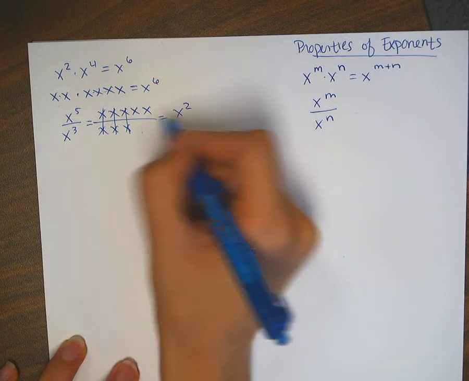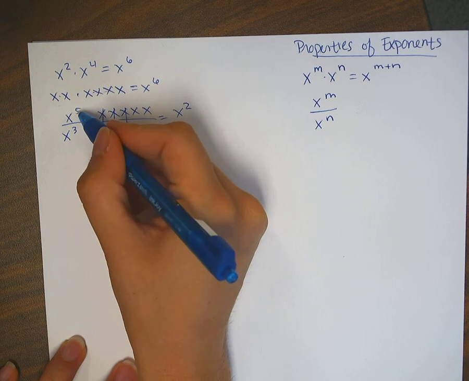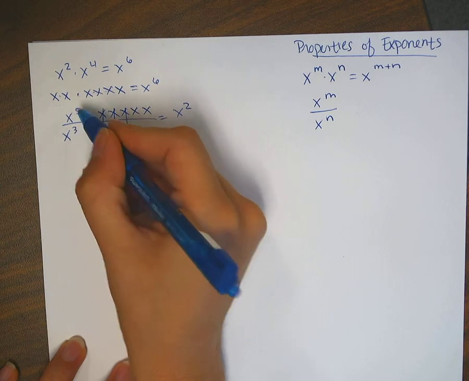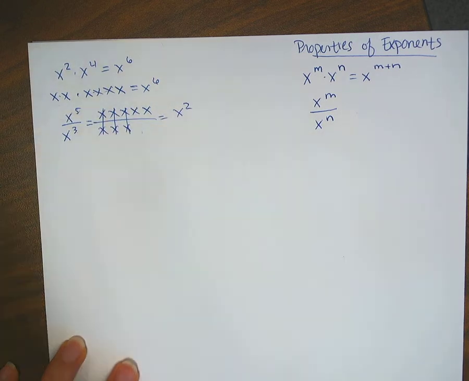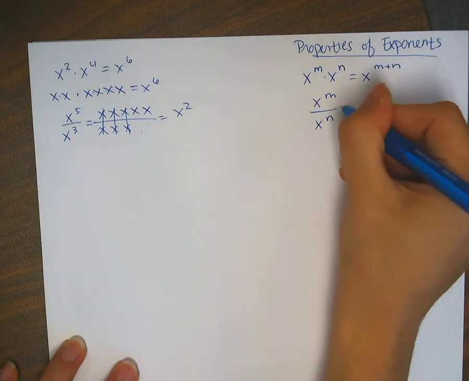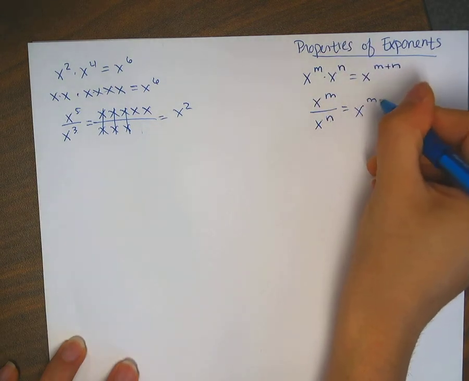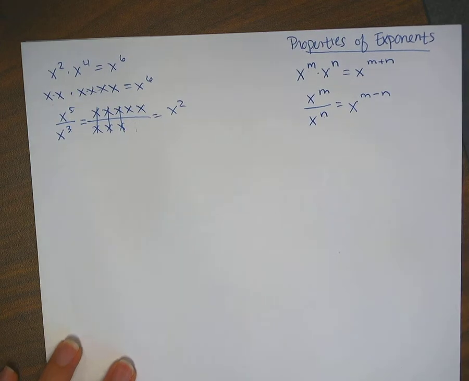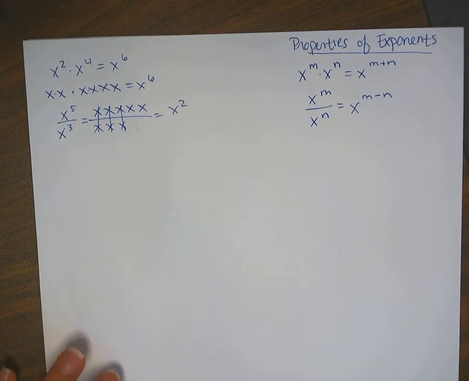So notice, because I was canceling, really what I could have done is just subtract what's going to cancel out. So 5 minus 3 would give me 2. So if I have x to the m divided by x to the n, I can just subtract those exponents to get my new exponent.